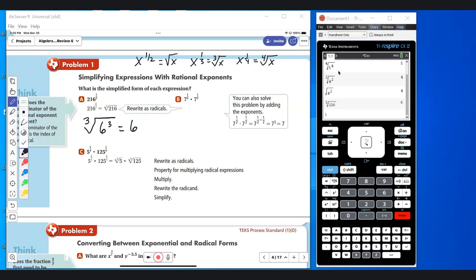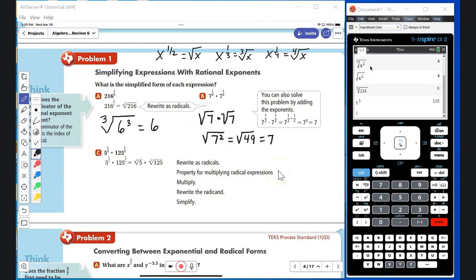For b, you have 7 raised to the 1/2 times 7 raised to the 1/2. So what you have is the square root of 7 times the square root of 7, which is 7 times 7, or 7 squared, and it's also equal to the square root of 49. And we know that the square root of 49, and the square root of 7 squared, is going to be 7.